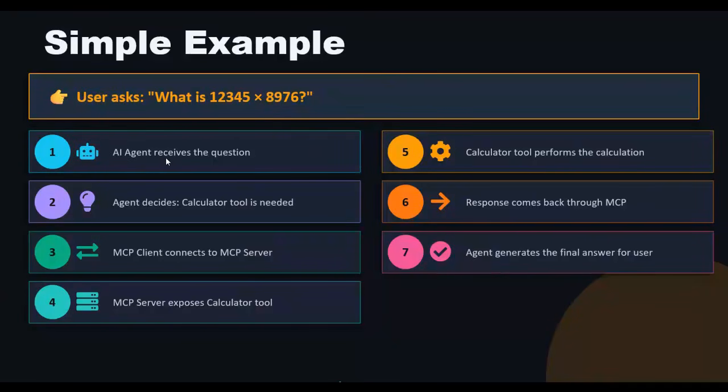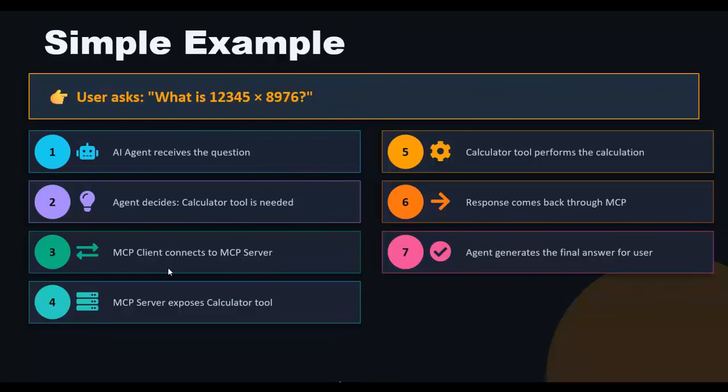So first, the AI agent receives the question. Don't you worry, it will be cleared 100% when we implement and build MCP using n8n. Just listen to this carefully. First, the AI agent receives the question. Second, the agent decides that the calculator tool is to be used, as per the question asked by the user.